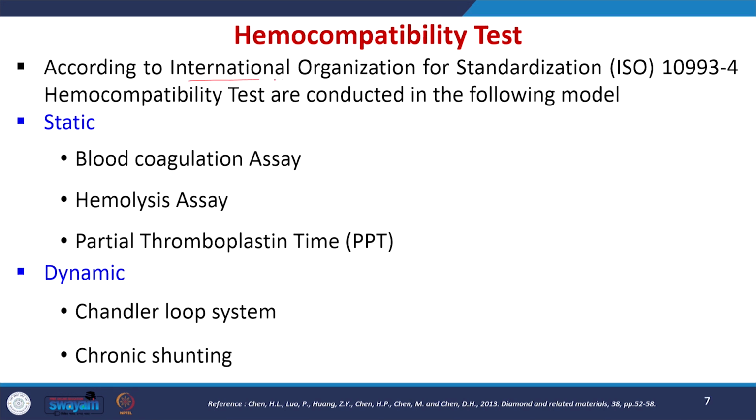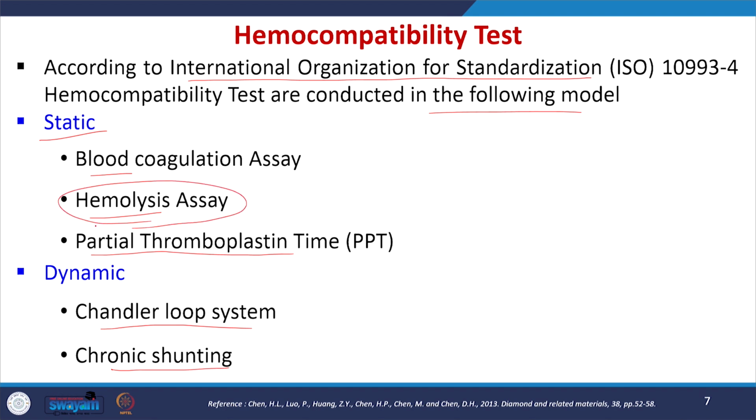According to International Organization for Standardization, the hemocompatibility tests are conducted in the following models. The first one is static. Under the static, we have blood coagulation assay, hemolysis assay and partial thromboplastin time. Under dynamic model, we have Chandler loop system and chronic shunting. In today's lecture, we are going to learn hemolysis assay more in detail.